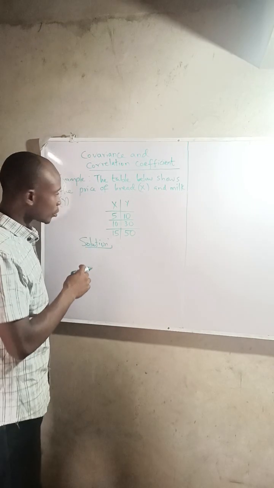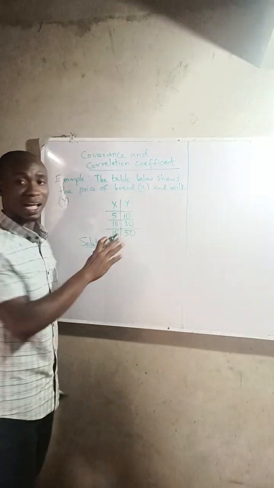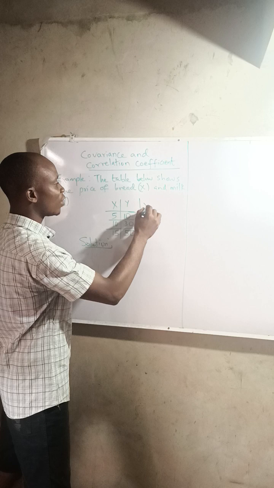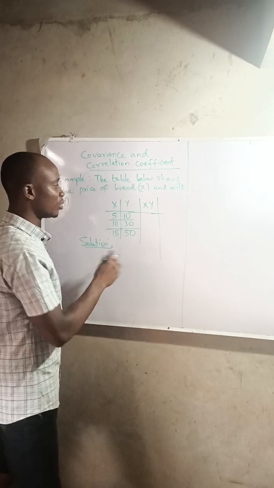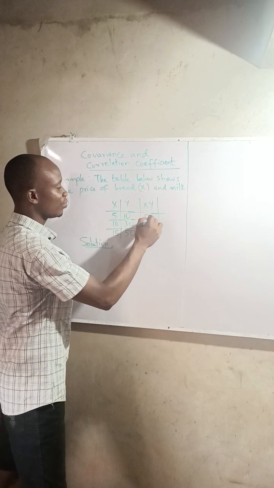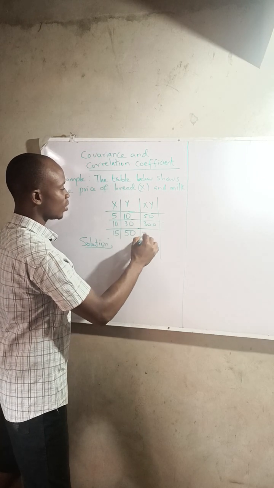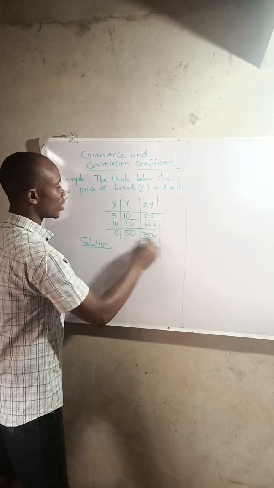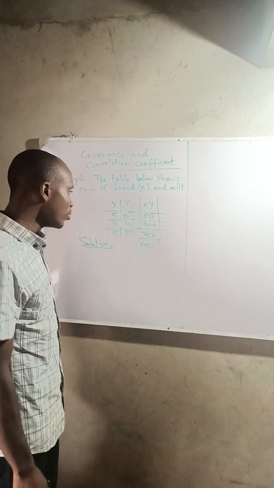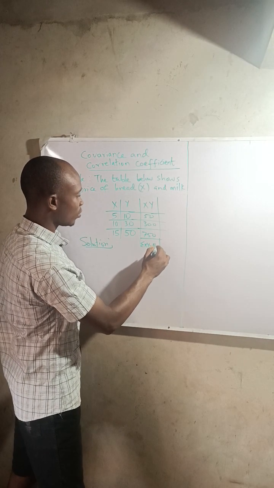Now, looking at it, all we need to know is the variance of x and y and the mean of x and y. So I could make this table this way. I could have an xy column, which simply means x times y: 5 times 10, we have 50. 10 times 30, we have 300. 15 times 50, we have 750. Okay, so we can also sum up xy, and when we sum up, we're going to have 1100.